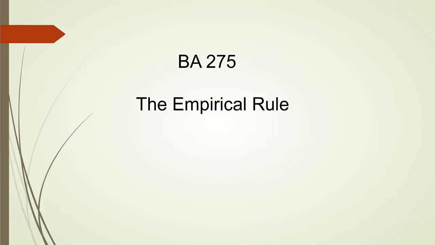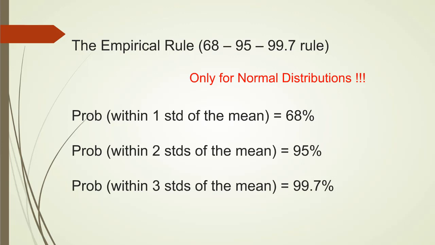In this video, we will describe the empirical rule and how this rule can be used to solve some story problems. The empirical rule is also known as the 68, 95, 99.7 rule. This rule only works for normal distributions.